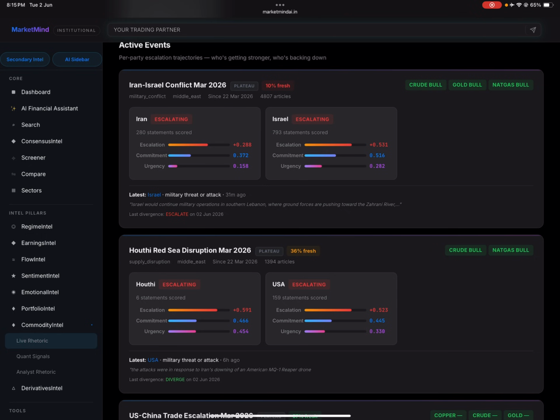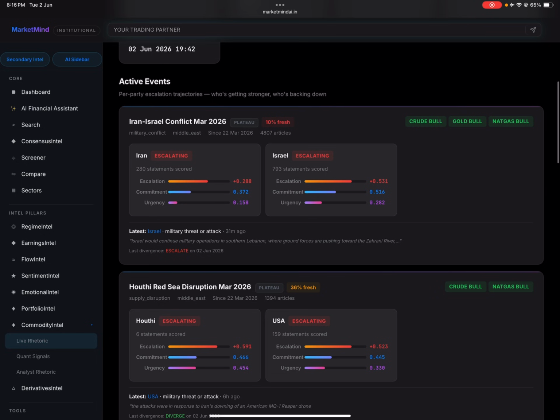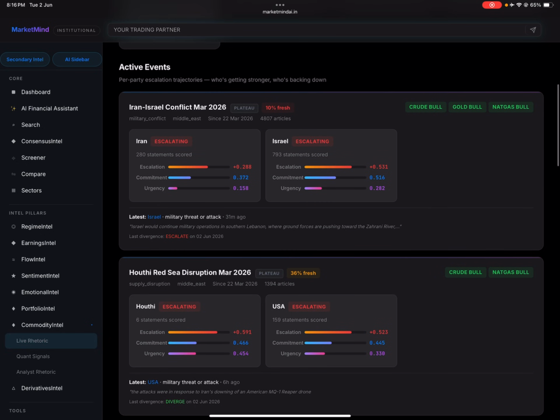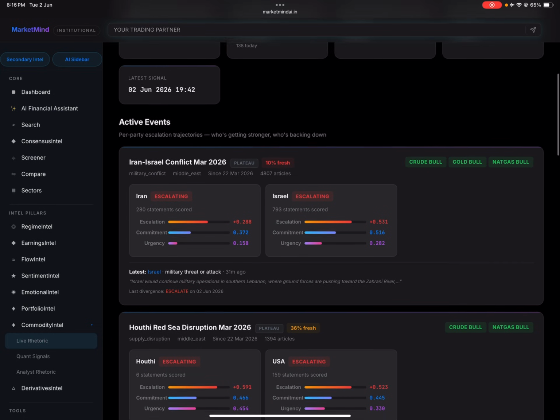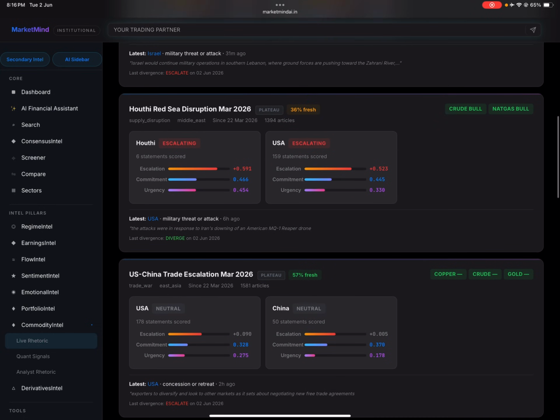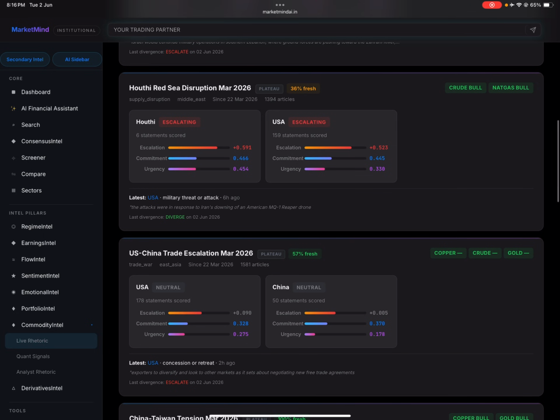Now we see here we track these live. So 31 minutes ago, as you can see down here, Israel escalated yet again after there were words of talks. So both of these sides are currently escalating, but the commitment and urgency is low, and that is seen in the crude price slowly waddling up and down these days.